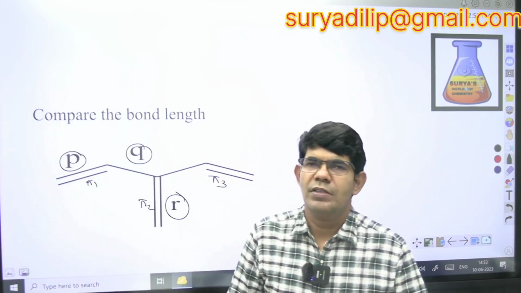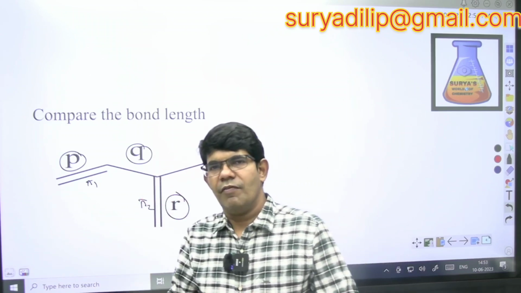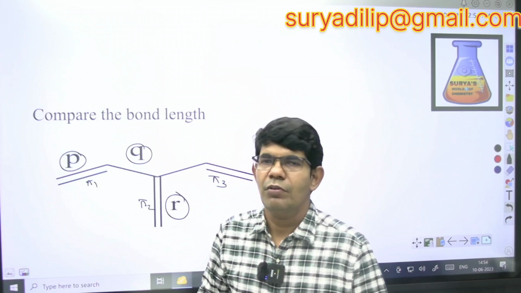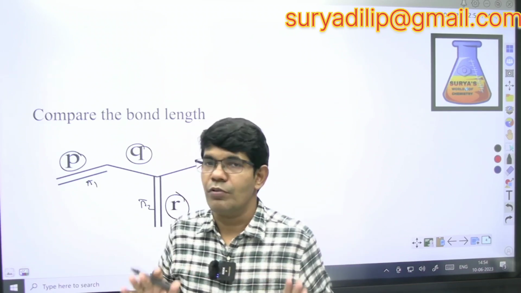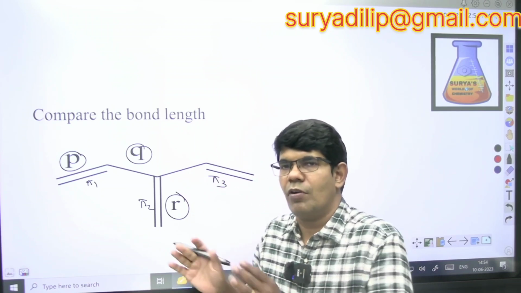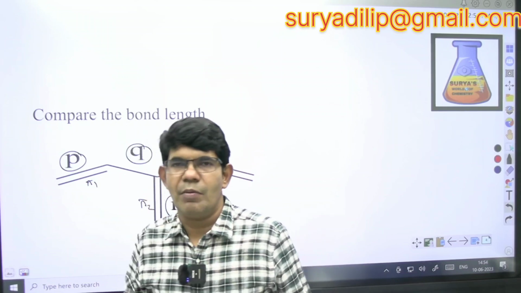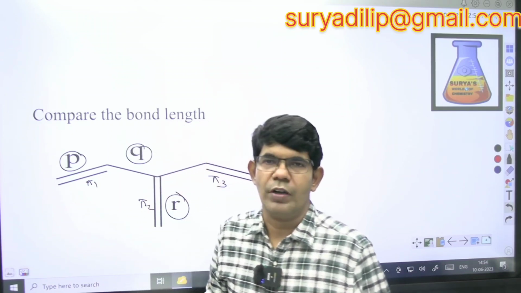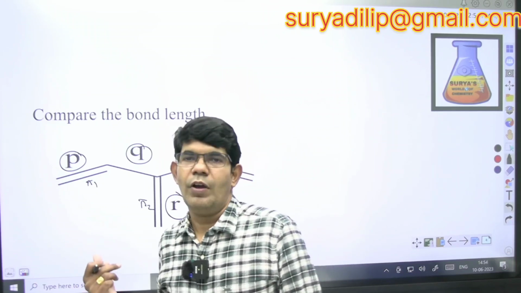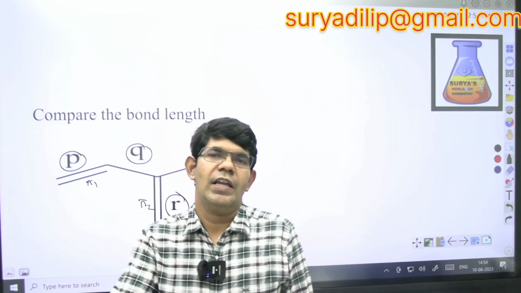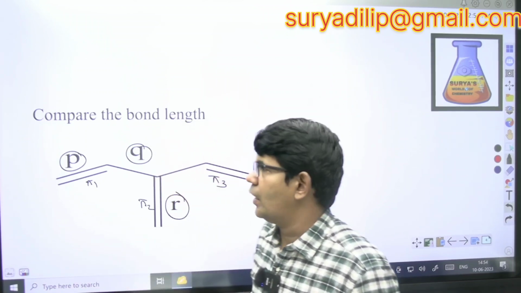So how do you compare the bond length? Normally, students usually try to draw the resonating structures. From the resonating structures, they try to get the answer. Yes, that is the approach. No doubt about it. We have to draw the resonating structures, then only can we see which one has maximum partial double bond character or maximum single bond character. But beyond that, there is one more concept which you need to apply. If you miss that, then definitely our result will be wrong. So first let me draw the resonating structures and then we can arrive at that conclusion.